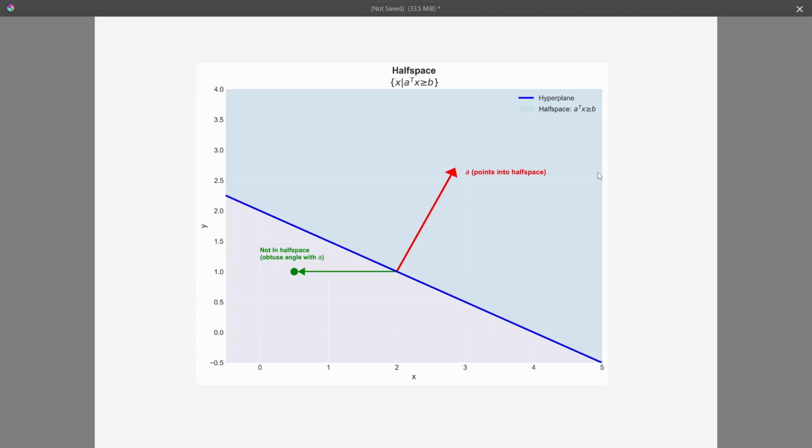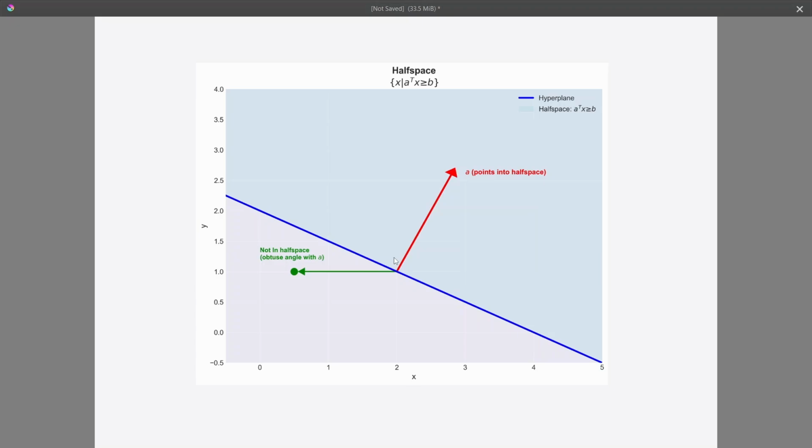So how do we determine if it's in the half space? Well, the key is using the perpendicular property of A. And so the idea is simple. All we need to do is, in our case, since the half space is to the right of the hyperplane, we measure the angle between the new vector and the A vector, and it's obtuse. So that means that it's not in the half space. That's it.